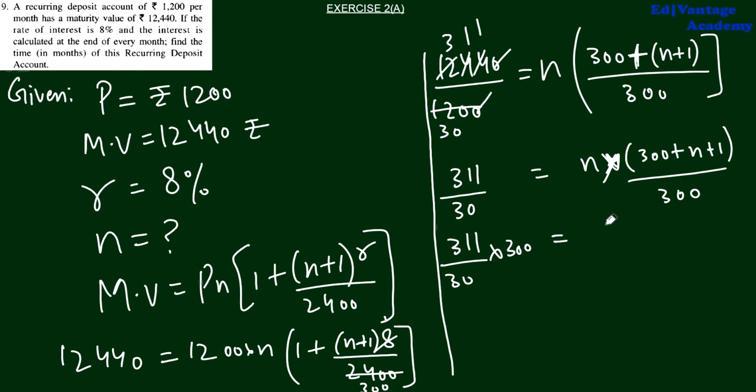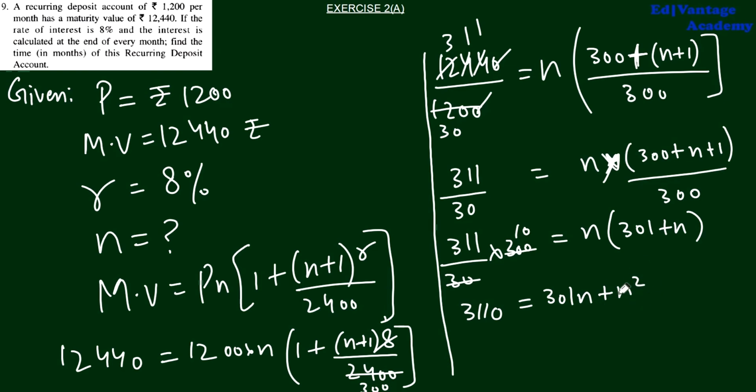300. And what will this become? N into 301 plus N. Here this will get cancelled. 30 into 10 is 300, and that becomes 3110. And what does this become? It will become 301 into N plus N square. Now you can see you got a square variable term here.